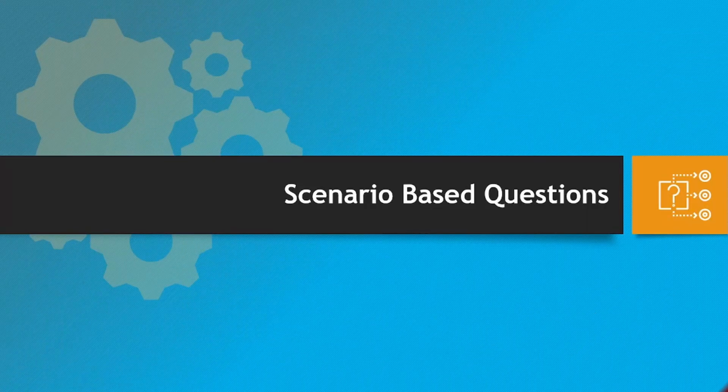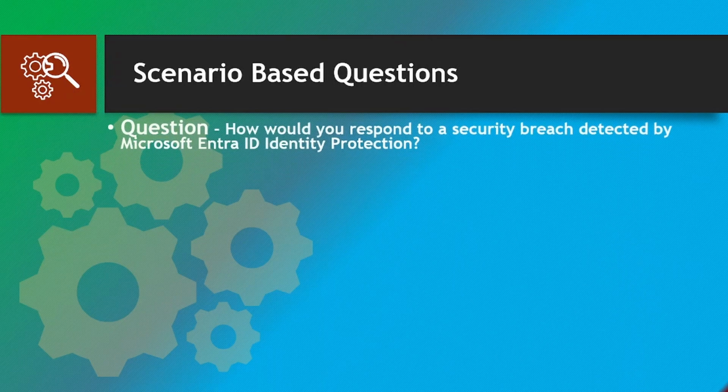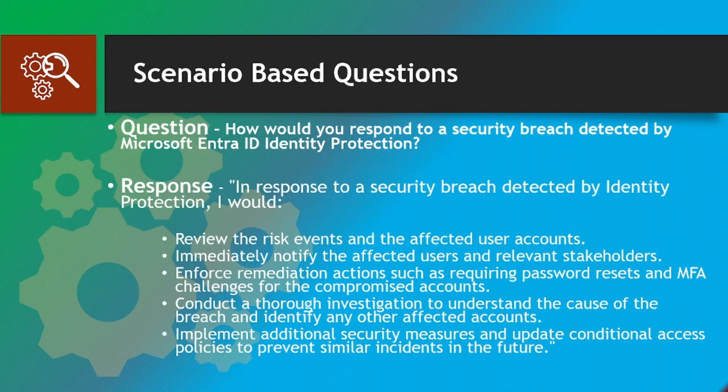Moving on to the scenario based questions. First question could be, how would you respond to a security breach detected by Microsoft Entra ID identity protection? In response to a security breach detected by identity protection, I would review the risk events and the affected user accounts, immediately notify the affected users and relevant stakeholders, enforce remediation actions such as requiring password resets and MFA challenges for the compromised accounts, conduct a thorough investigation to understand the cause of the breach and identify any other affected users or accounts, and implement additional security measures and update conditional access policies to prevent similar incidents in the future.